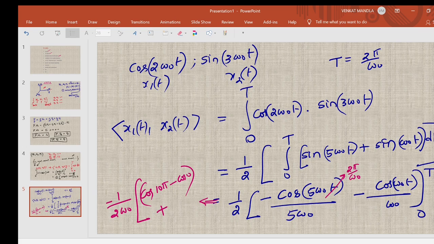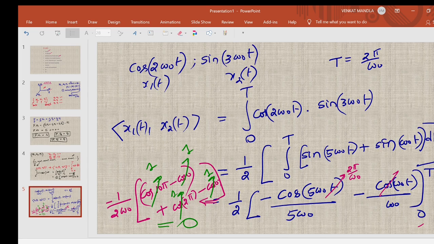Similarly in this other term, in place of t, 2 pi by omega naught, you will get cos 2 pi, minus the lower limit, cos 0. Cos 10 pi is 1 and cos 0 is also 1. And cos 2 pi is 1, cos 0 is also 1. So 1 minus 1 is 0, 1 minus 1 is 0. You will get the entire integral as 0. So these two signals are also orthogonal.